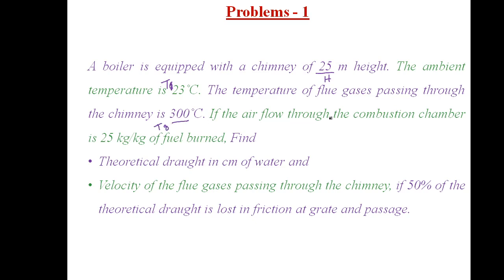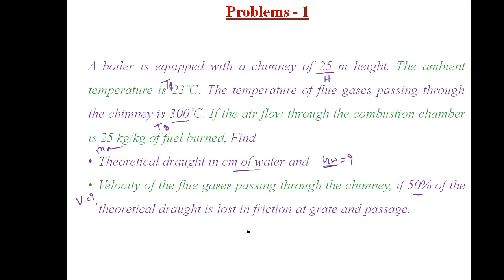If airflow through the combustion chamber is 25 kg per kg of fuel, that is, mass of air is 25 kg per kg of fuel burnt, find the theoretical draught in centimeters of water. So we have to find out HW in centimeters of water, and then the velocity of flue gases passing through the chimney. So V, the velocity of gases, we have to find out. If 50% of theoretical draught is lost in friction at the grate and passage.